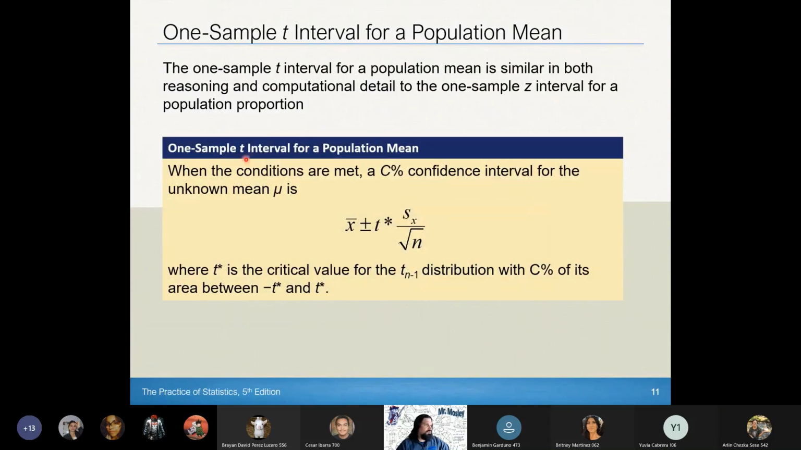So we have the one sample t interval for population mean. You're going to want to write this down in your notes somewhere. When the conditions are met, a C% confidence interval for the unknown mean mu is x bar plus or minus t star times s sub x divided by square root of n, where t star is the critical value for the t n minus 1 distribution. All right, so this goes back to our degrees of freedom on our table B distribution, with C% of its area between negative t star and t star. This is the formula we will use to create our confidence interval. If you need a moment to write this down, can you please raise your hand?